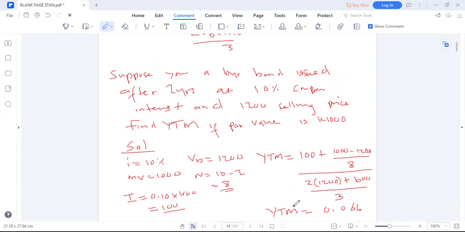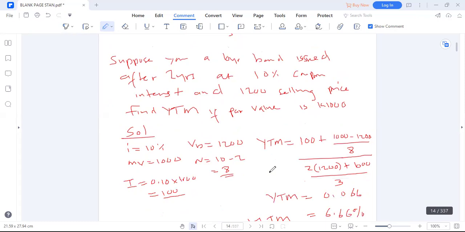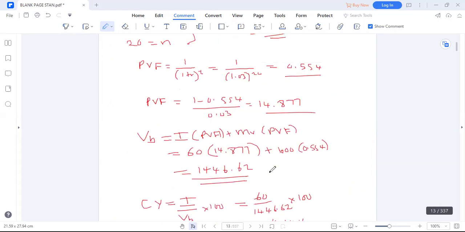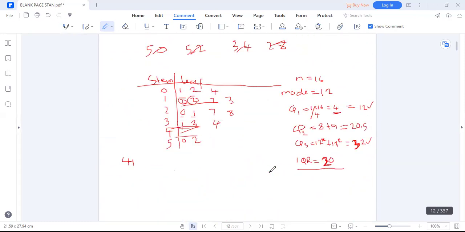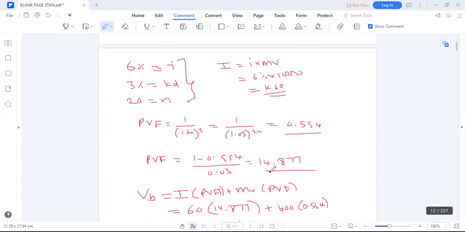So I'll send you follow-up questions just on bond valuation, how to calculate the semi-annual bond, how to calculate the current yield, and the yield to maturity. So we end here.